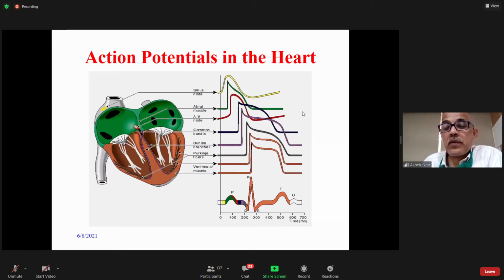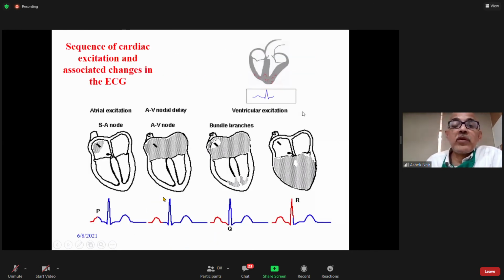If you look at this, these are the different action potential graphs and their correlation with the ECG. When the atria are getting depolarized, you have the P wave. When the ventricles are getting depolarized, you have the QRS complex. And this is the repolarization wave. So now we will come to how the ECG is generated, in the next half of our lecture.